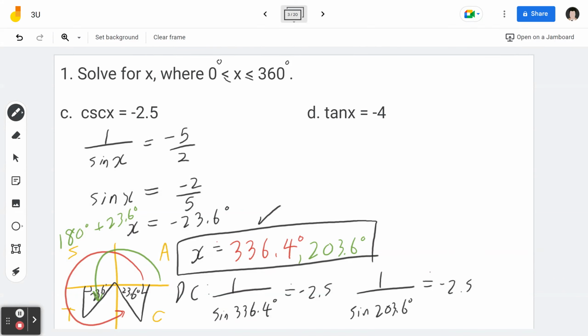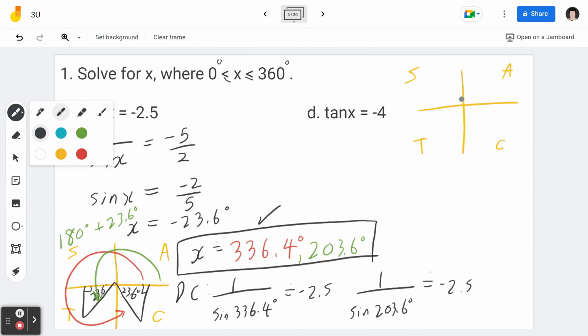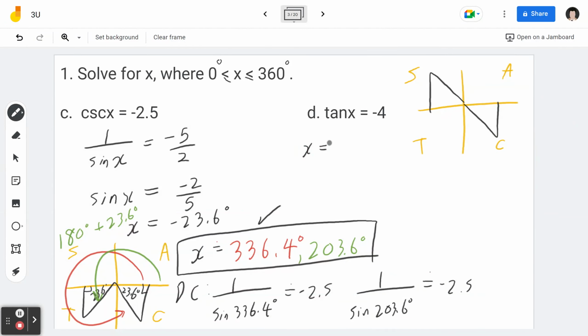Example 1d, tan x equals negative 4. Again, by inspection, this is not a special triangle, and that's fine. I go back, I look at C, A, S, and T, fully recognizing that the only quadrants for a negative tan are going to be quadrants 2 and 4. So I take the calculator, I take the inverse tan of negative 4, and it says negative 75.96, so roughly negative 76 degrees. Again, negative means you go clockwise.